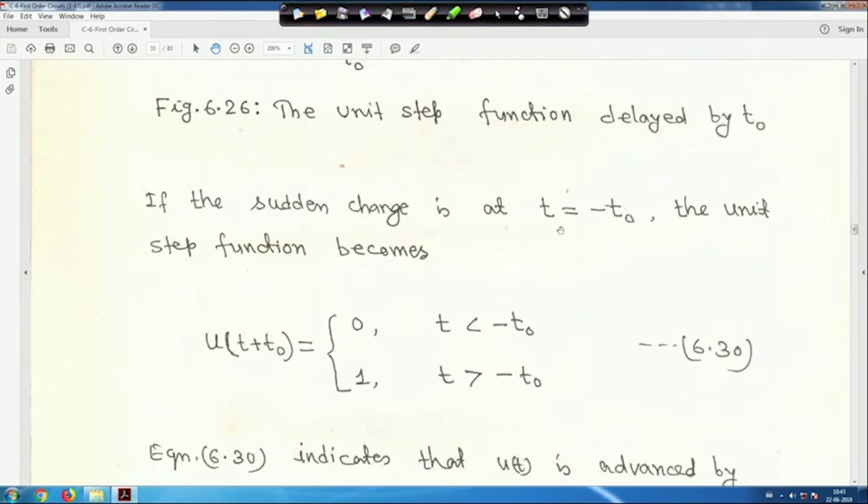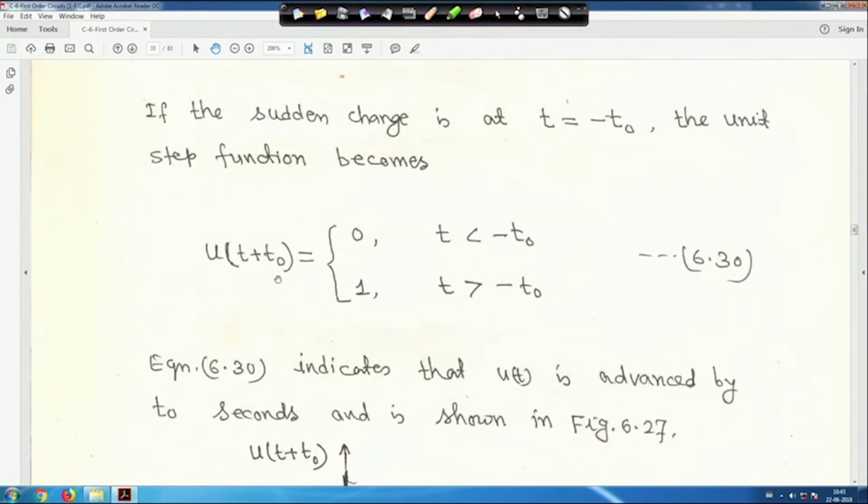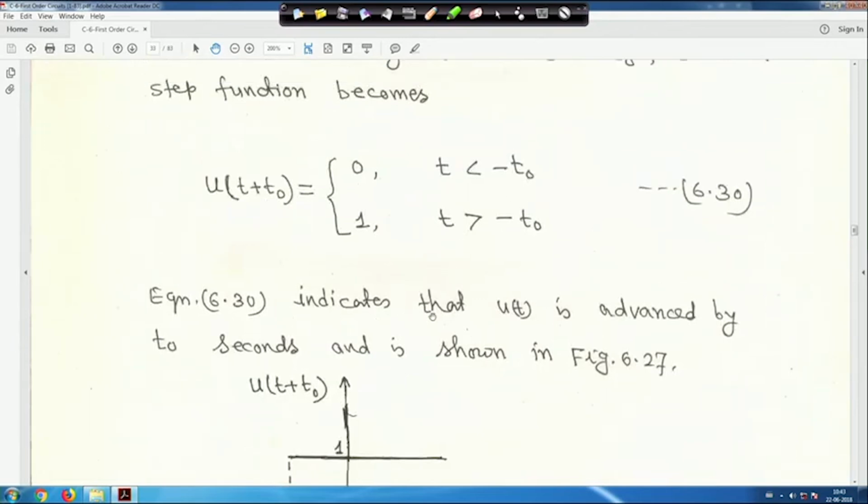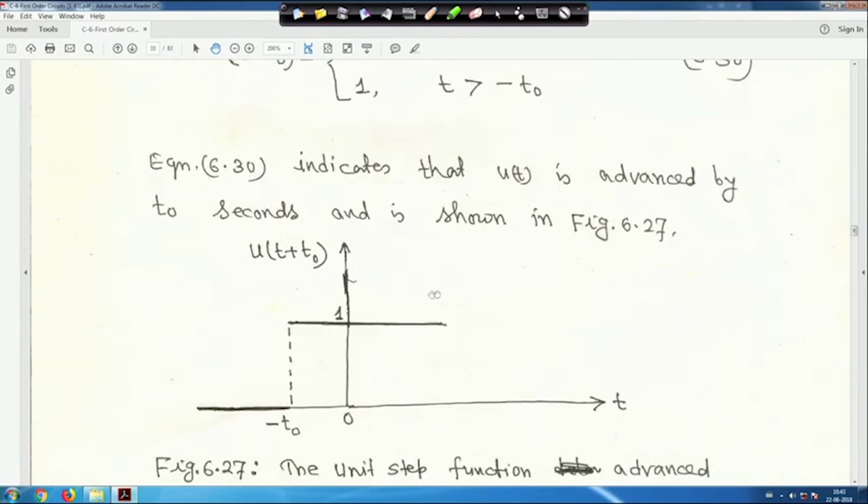If the sudden change occurs at t equal to minus t0, the unit step function becomes u(t plus t0), which is equal to 0 for t less than minus t0 and equal to 1 for t greater than minus t0. This is equation 30. This equation 30 indicates that u(t) is advanced by t0 seconds, and is shown in figure 27.